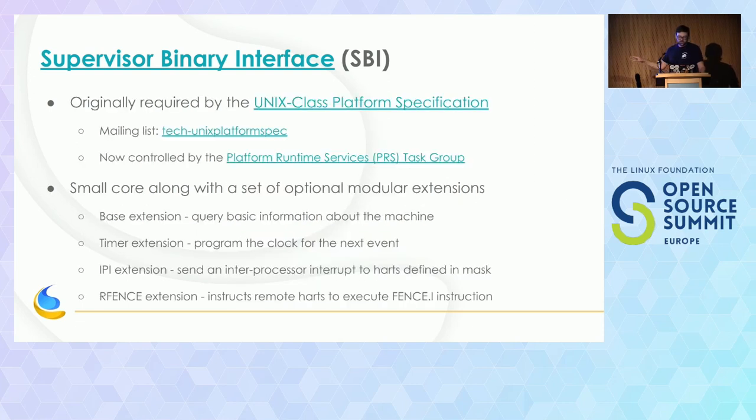So there are several extensions to SBI that describe what you can do, essentially kind of like the function calls that you can make. So there's a base one, which just allows you to find out basic information about the machine. There's a timer extension that allows us to program the clock for the next event. There's things for doing interprocessor interrupts, so being able to send interrupts to other harts, and also being able to send a fence instruction to other harts as well.